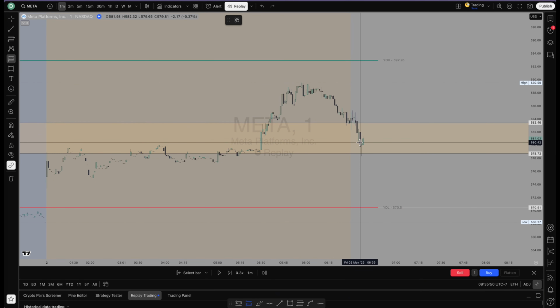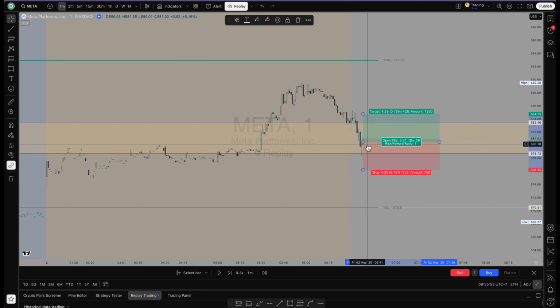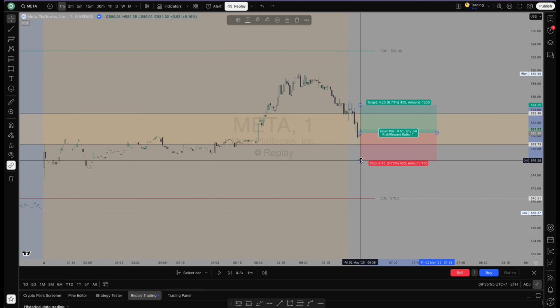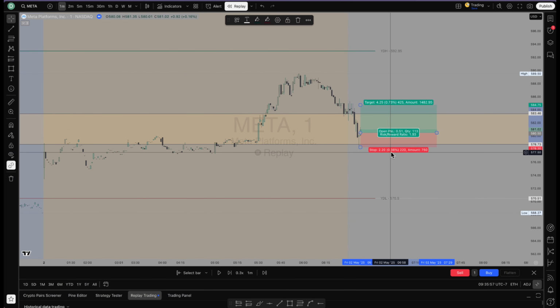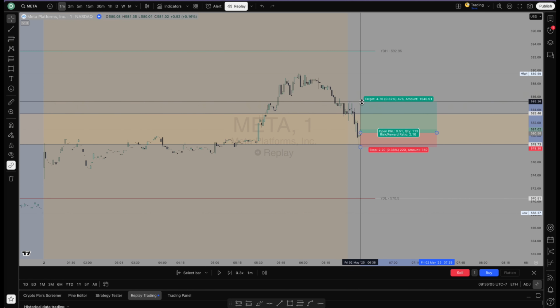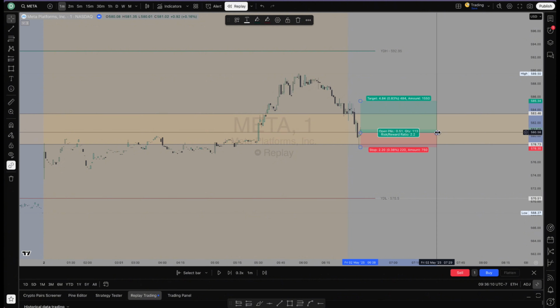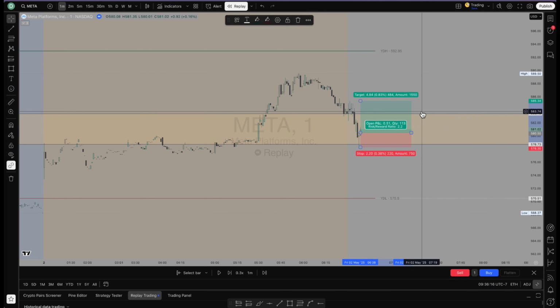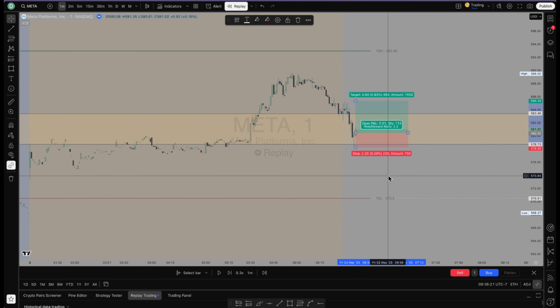So here is where I now entered this trade, once it broke above that candle's high. My stop was right below here, because at that point the move would have been invalidated if we got a candle close below this 578.73 level. And my profit target was just high of day, which would give me a 1 to 2 risk to reward, which is my bare minimum.